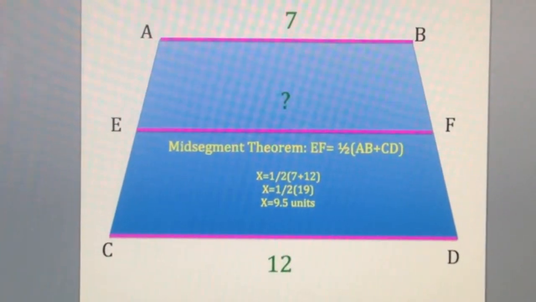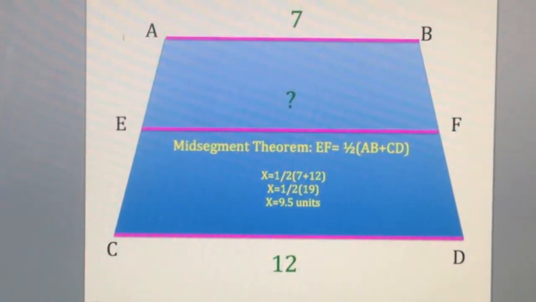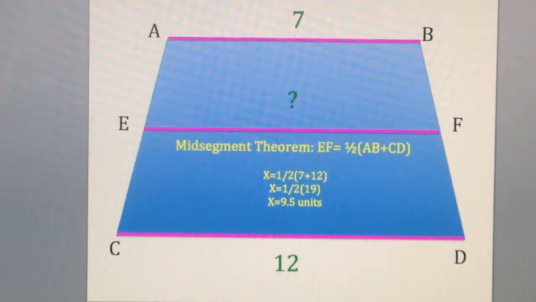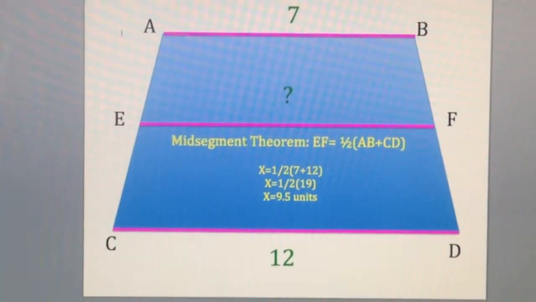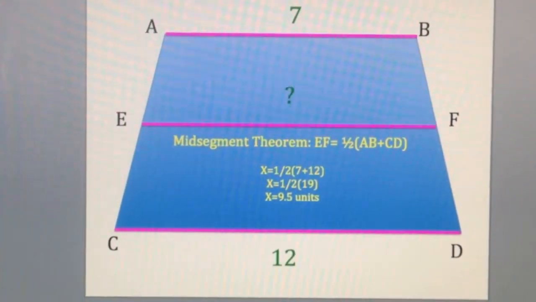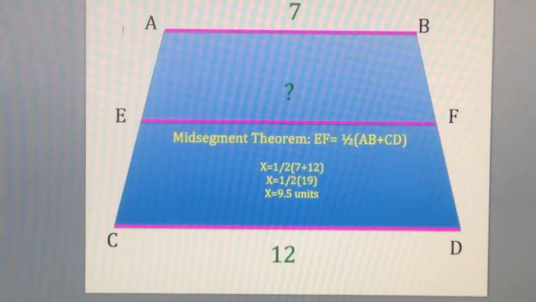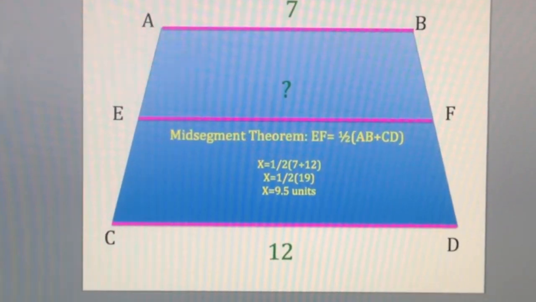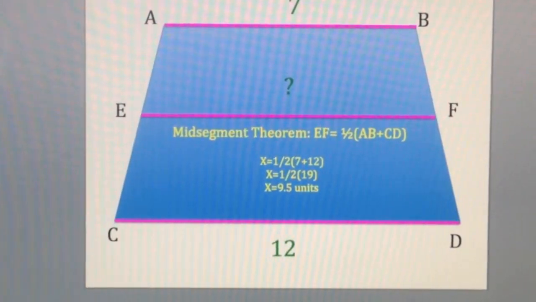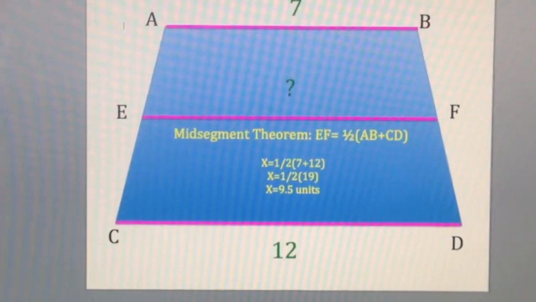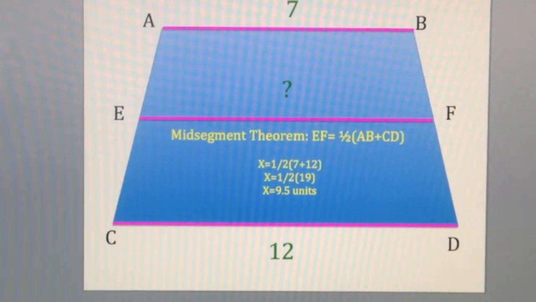Calling the midsegment EF, X, in our equation, we start off by plugging in our numbers and get x equals 1/2 of (7 plus 12). Now we add the numbers in the parentheses, 7 and 12, and we get 19. In our final step, we multiply 19 by 1/2 and find that the midsegment is 9.5 units.